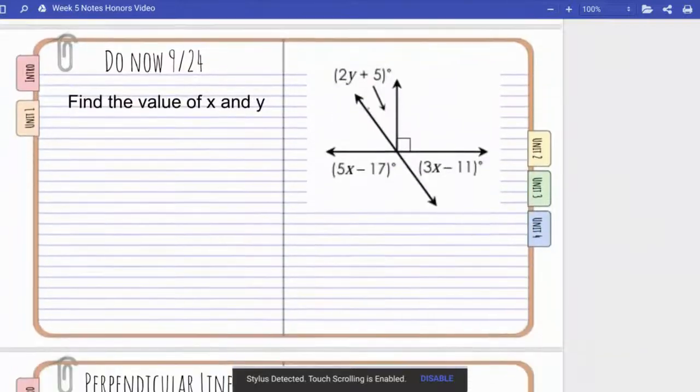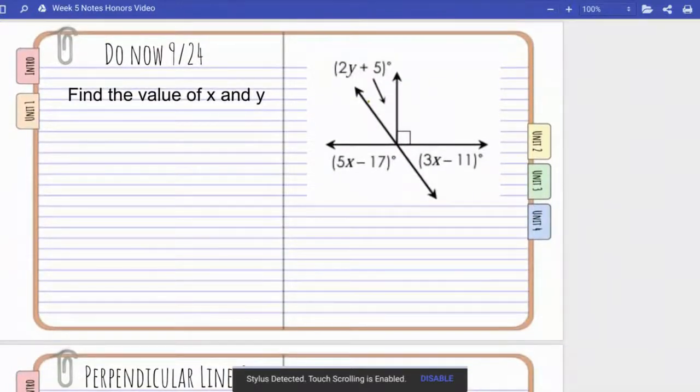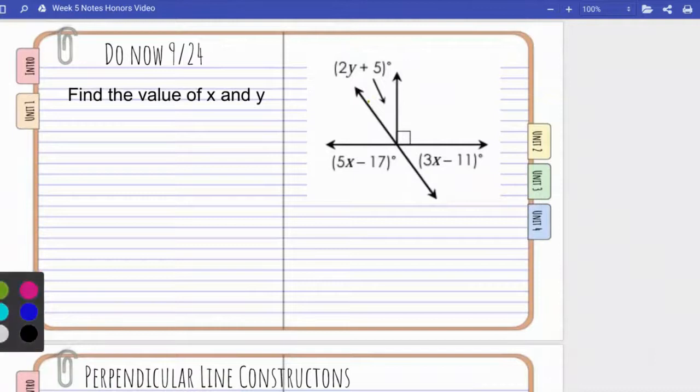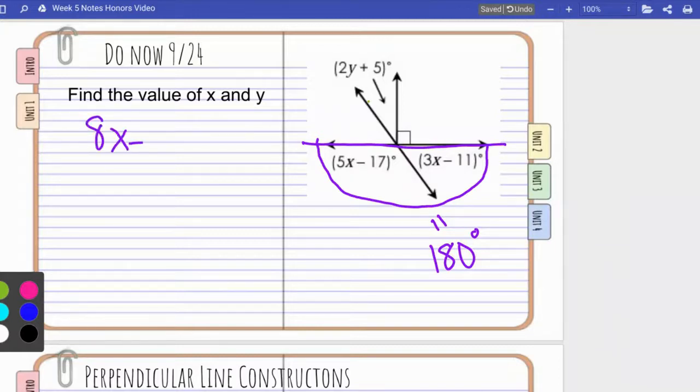Thursday, September 24th. If I look at my do now, first thing I can look at is the two angles that have the x values. Those two angles form a straight line, so they are called a linear pair. They add up to 180 degrees. So I'm going to combine them together to get 8x minus 28, set that to 180, and solve. Once you get what x is, plug it back in, and then look over here.